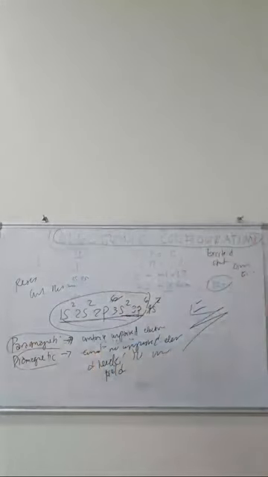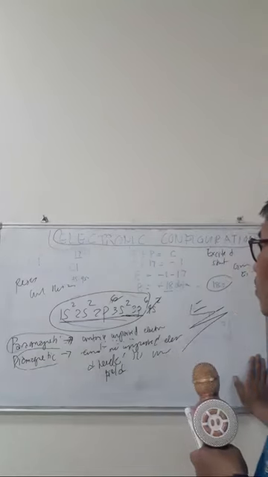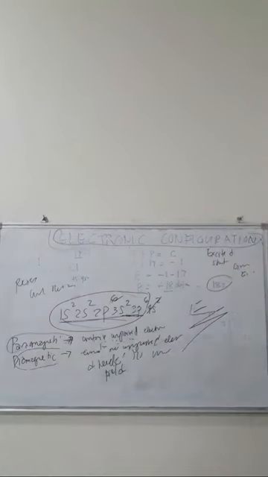Paramagnetic and diamagnetic. You get the point? Now guys, if this is chlorine, we need to determine how many shared electrons. We can compute this also without doing the Lewis dot structures. How can we do that?